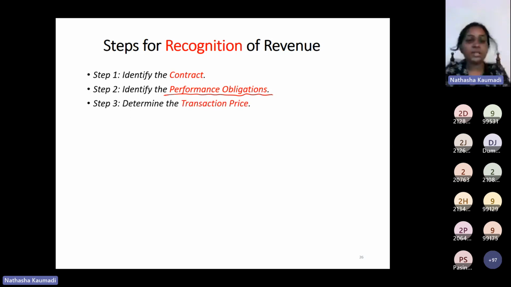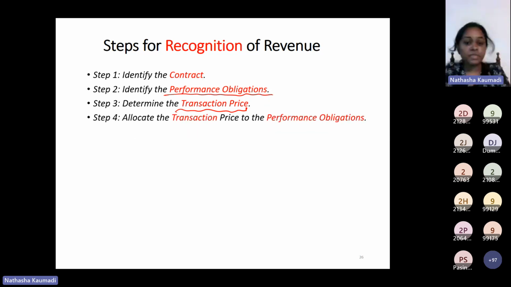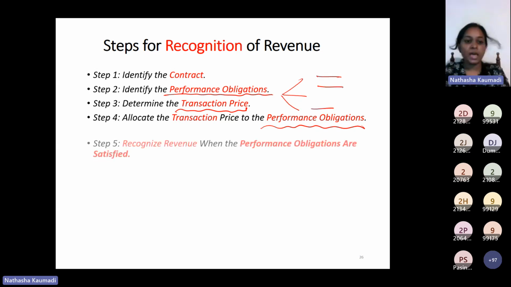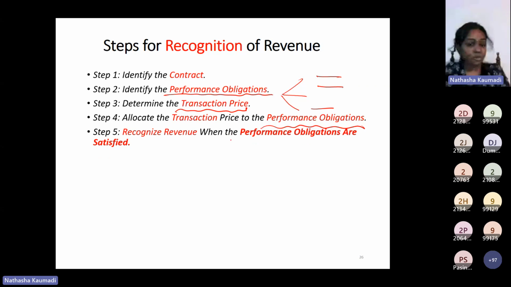And determine the transaction price. If there are components, you have to identify the transaction price separately. And then allocate the transaction price to performance obligations. If there are 3 performance obligations, you have to identify the transaction prices separately. Recognize revenue when? What is the point? When the performance obligations are satisfied.